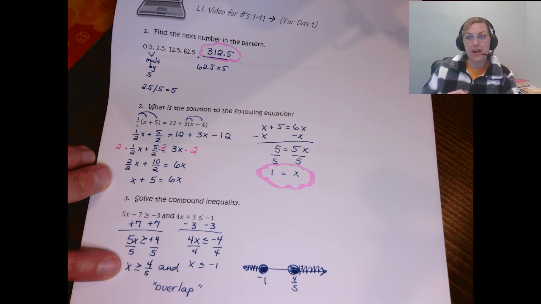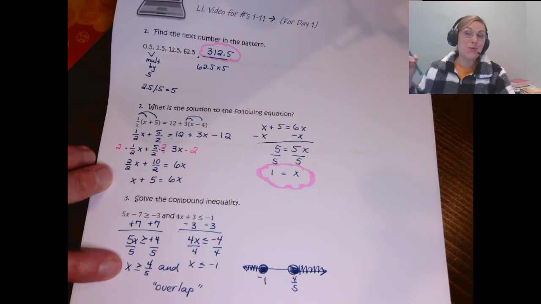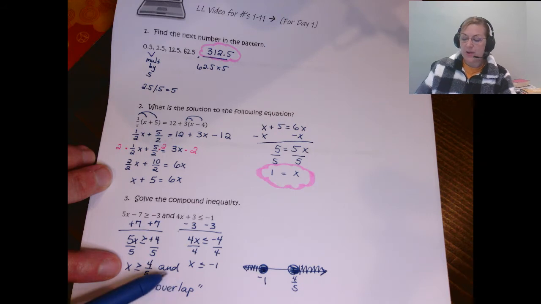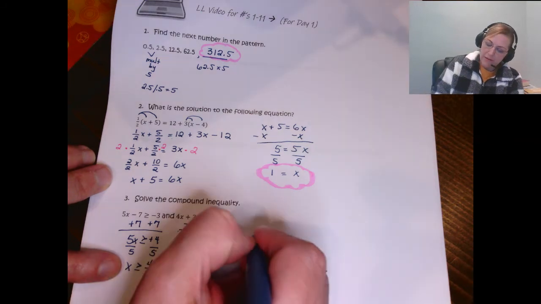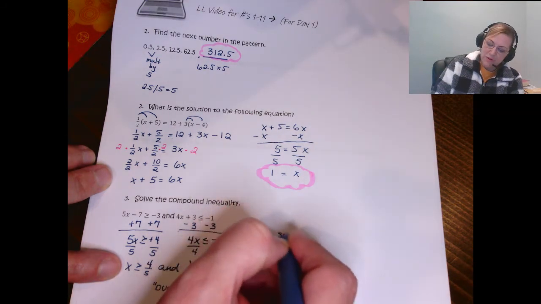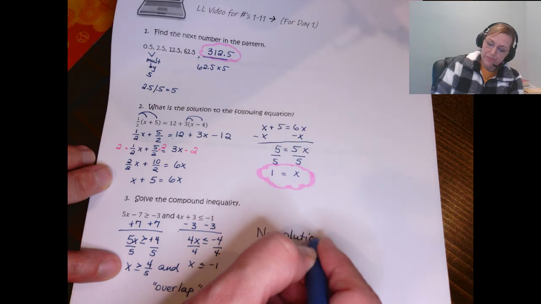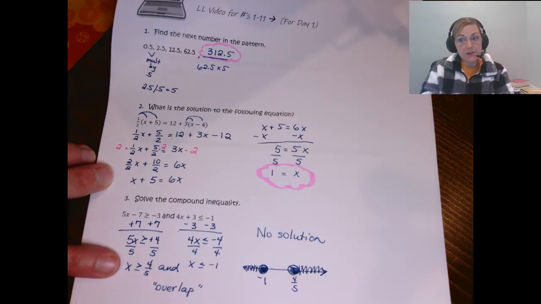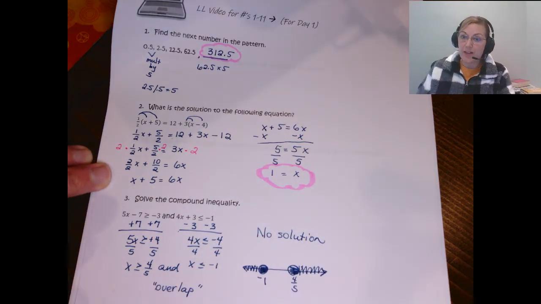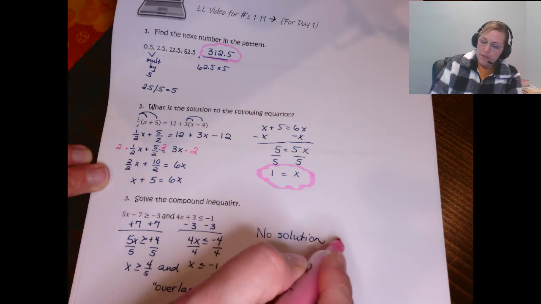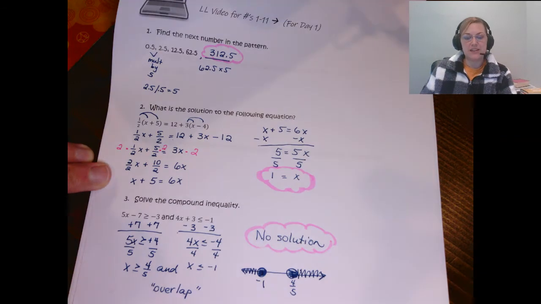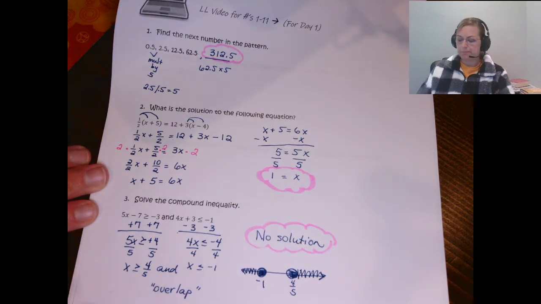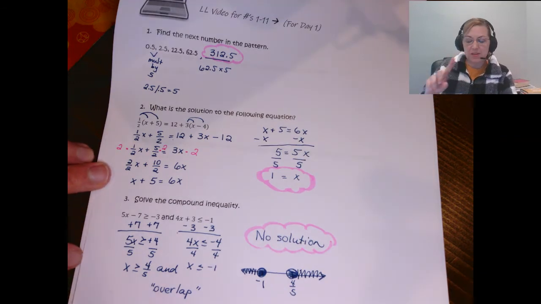Now, look at your graph. There's no overlap. And when I have an and statement, I'm looking for the overlap. So if there's no overlap, that means I have no solution. Now, friends, if there is an overlap, of course, the overlap is going to be your answer. This one did not have an overlap, so I left it as no solution. Watch out for those. That's only with and statements.